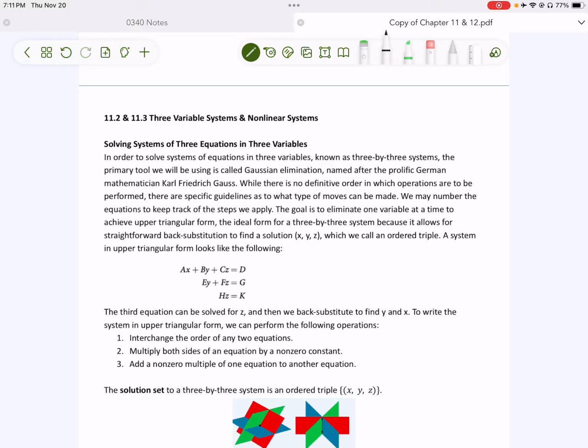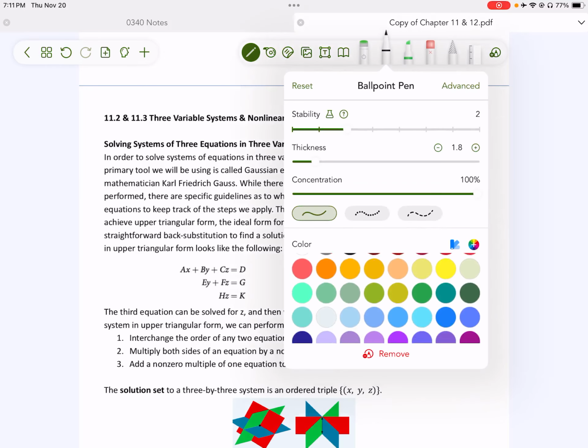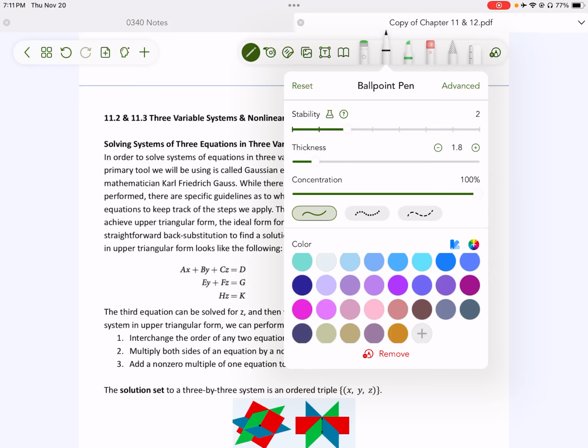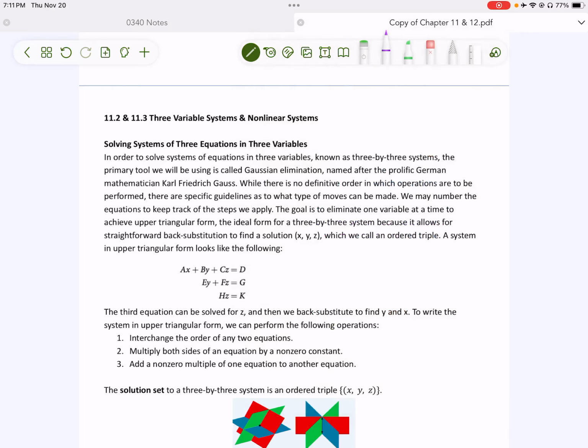This video will cover chapter 11. So we used to cover the three variable systems in a lot of detail, but we have really moved away from that at this point because calculators and matrix solvers do a lot of the heavy lifting for us. And so we really don't cover it anymore. It's never really on the final. So we'll just breeze through that and then focus more on the nonlinear systems.